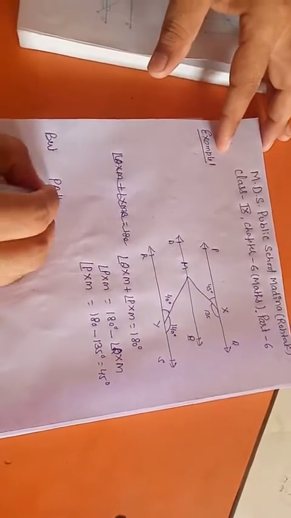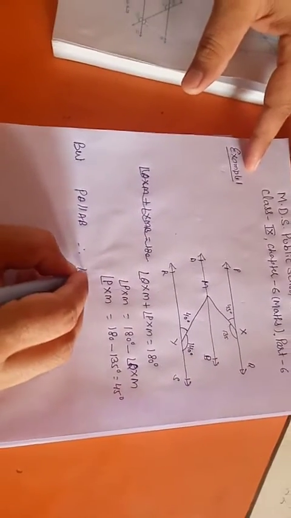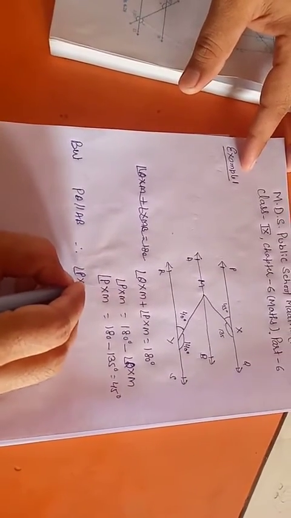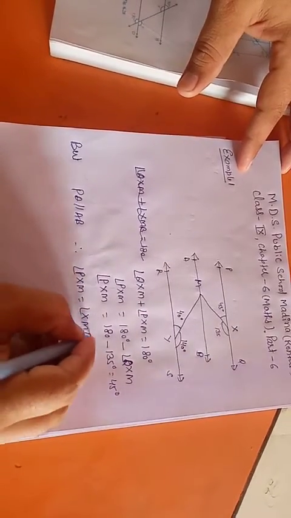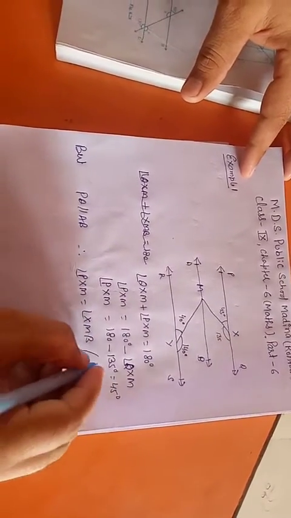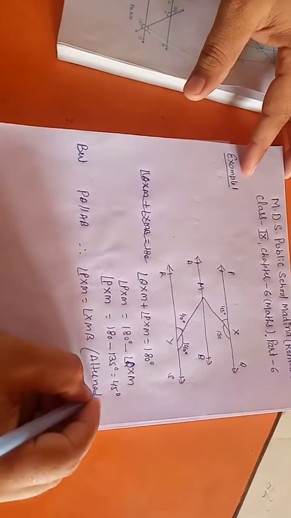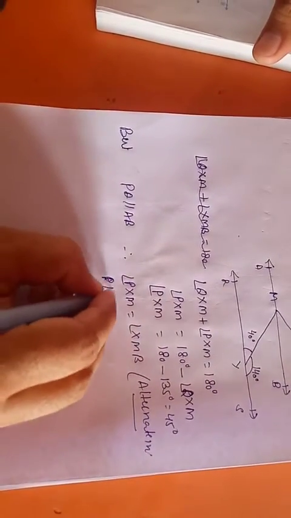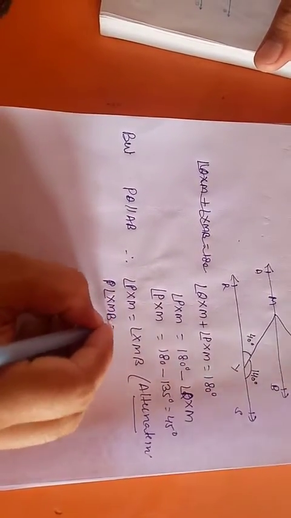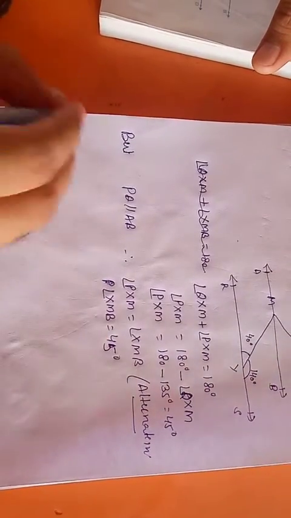But PQ is parallel to AB. Therefore angle PXM is equal to angle XMB, because of alternate interior angles between two parallel lines. So angle XMB is equal to 45 degree. How much degree? 45 degree.